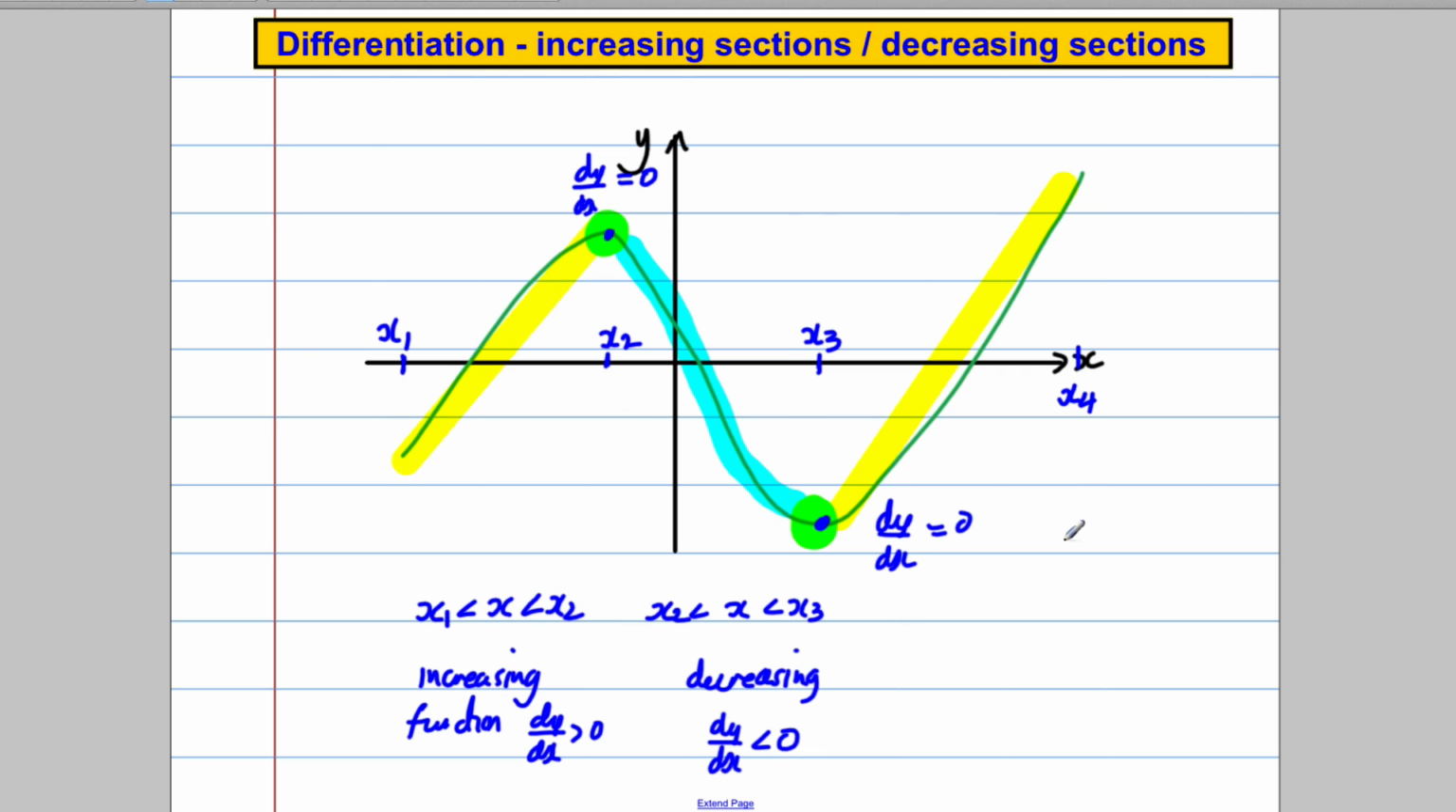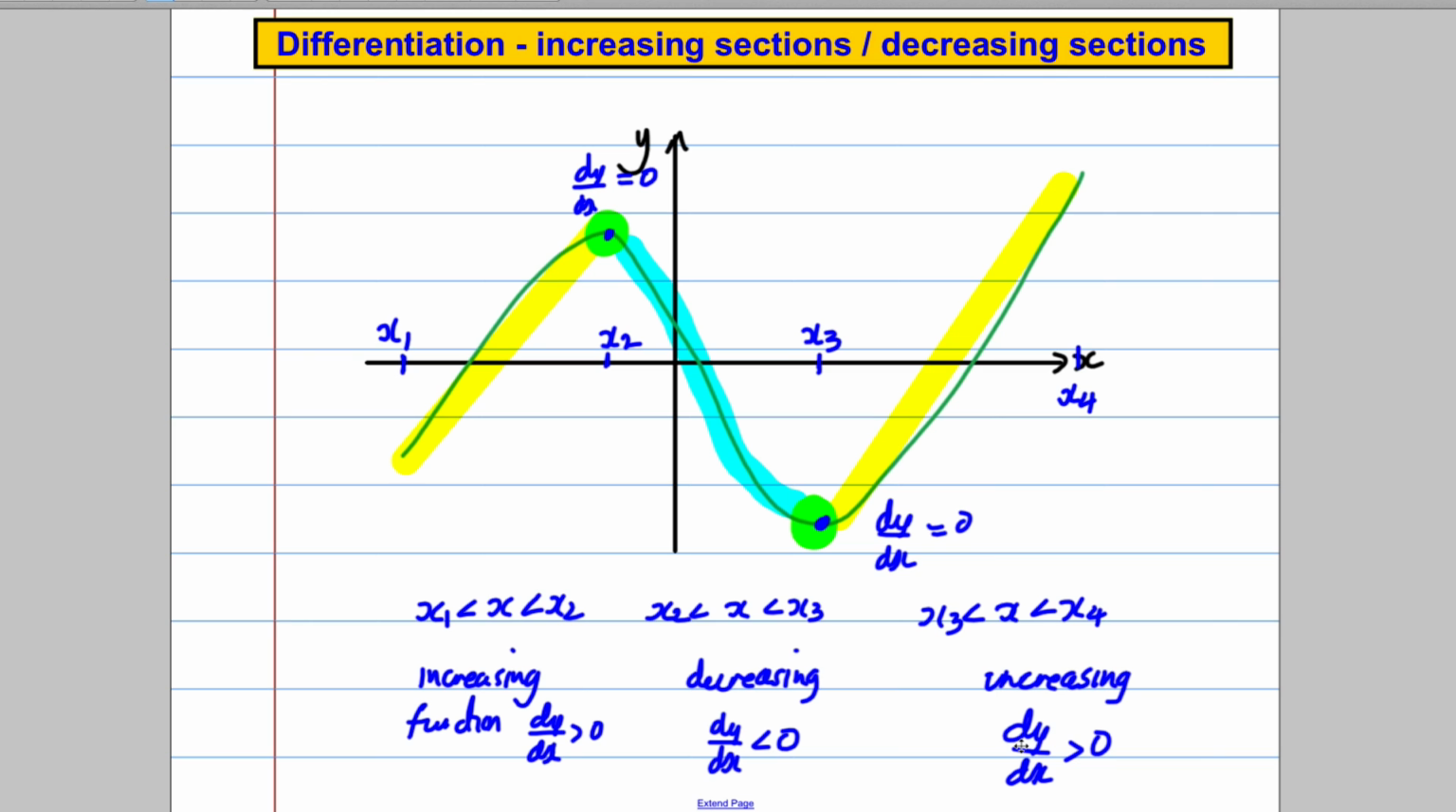And for any point between x3 and x4, we again are back to increasing function. So we have that dy by dx is bigger than 0. Or we could have called these f dashed x. Okay? Now that's the introduction to increasing and decreasing functions, and it's also to show you that at different points a curve can be increasing and decreasing at different sections.